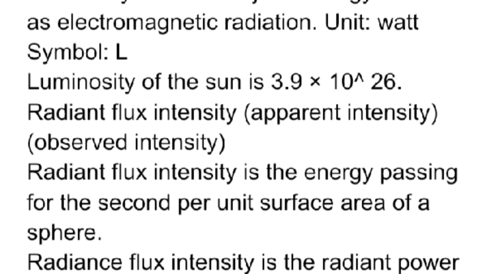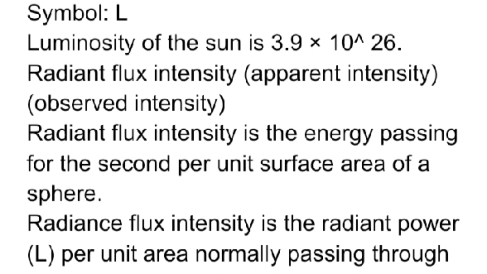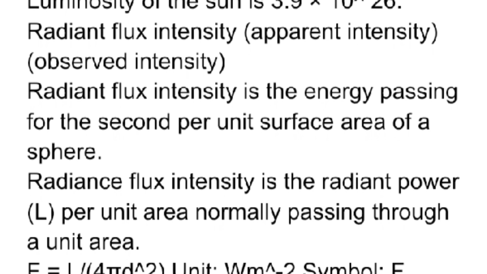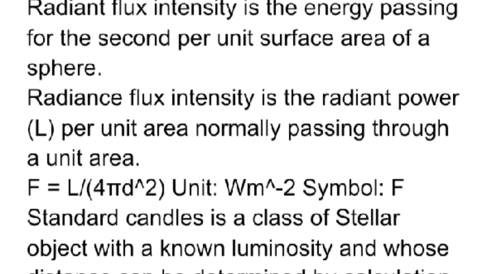Radiant flux intensity, also called apparent intensity or observed intensity. Radiant flux intensity is the energy passing per second per unit surface area of a sphere. Radiant flux intensity is the radiant power L per unit area.